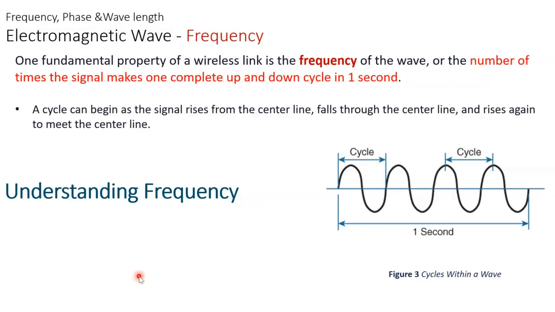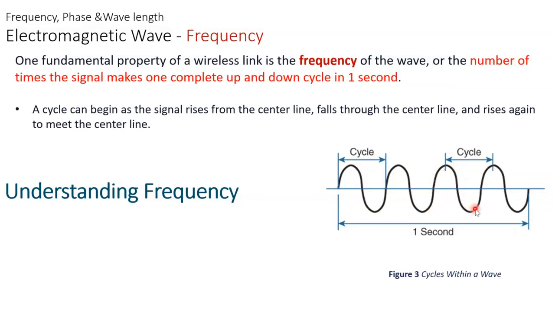Electromagnetic wave frequency. What is the frequency? What is the definition of a frequency? One fundamental property of a wireless link is the frequency of the wave. The frequency is the number of oscillations, or number of times the signal makes one complete up and down cycle in 1 second. How many cycles is the frequency making per 1 second? This is 1 cycle, right? From here to here, this is 1 cycle. Then this is the second cycle.